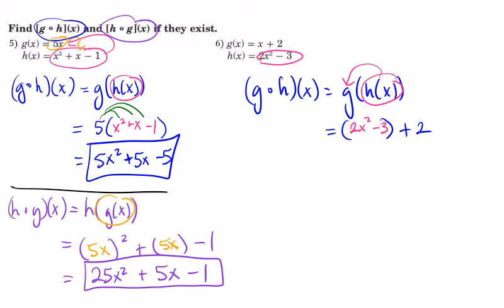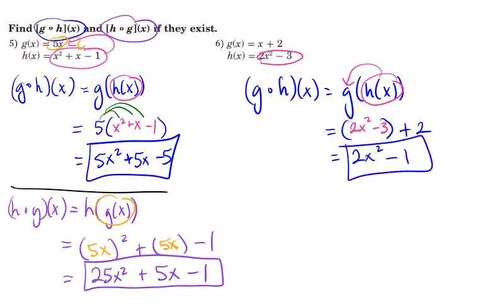All right. And then we can just operate right here. There's nothing outside the parentheses to multiply by or anything, no negative out front. So we can actually just ignore the parentheses and just combine like terms. So it becomes 2x squared, and then negative 3 plus 2 is negative 1. And that's it.